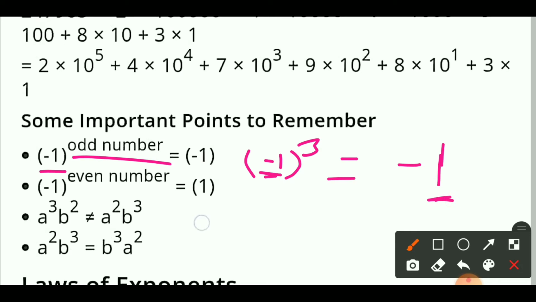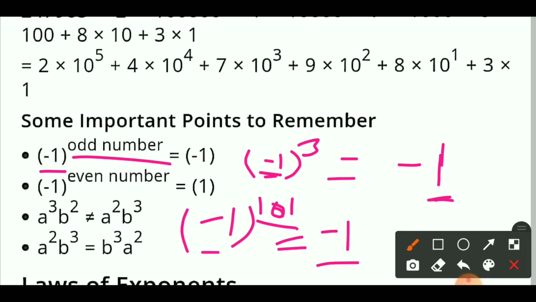For example, minus 1 raised to power 101. Without any calculation you can write minus 1. Why? Because here the power, or exponent, is an odd number. So your answer will always be negative.